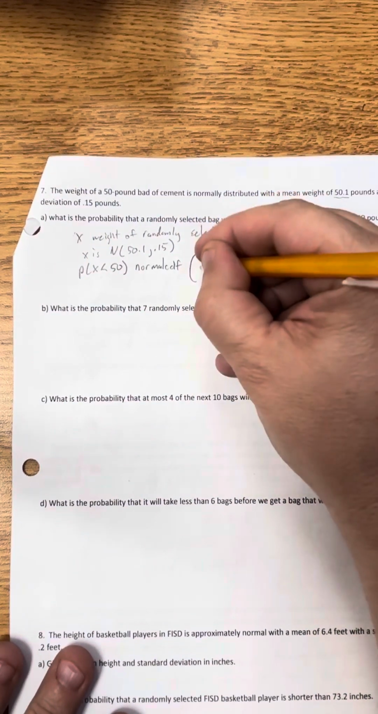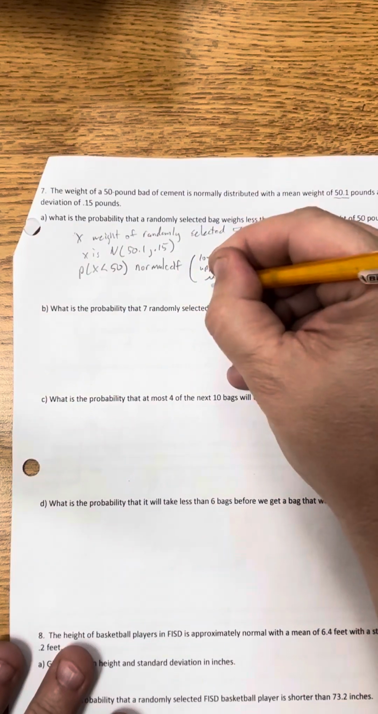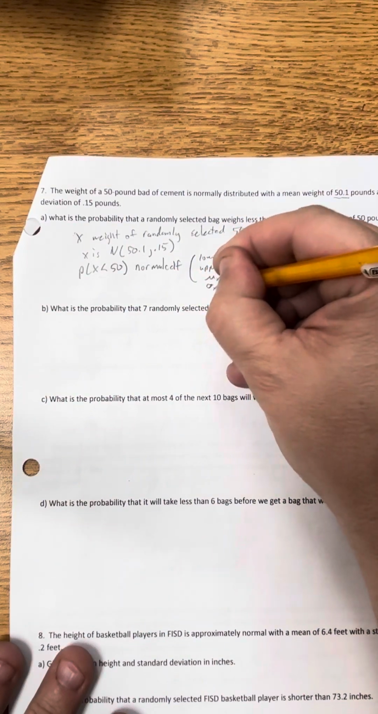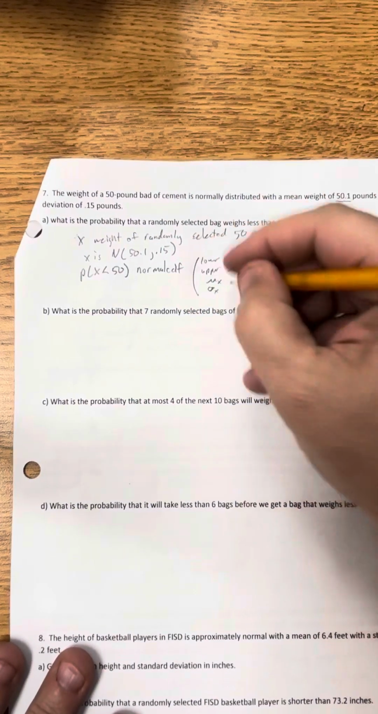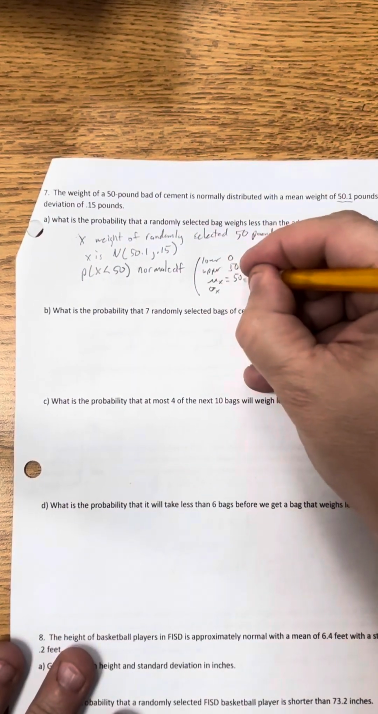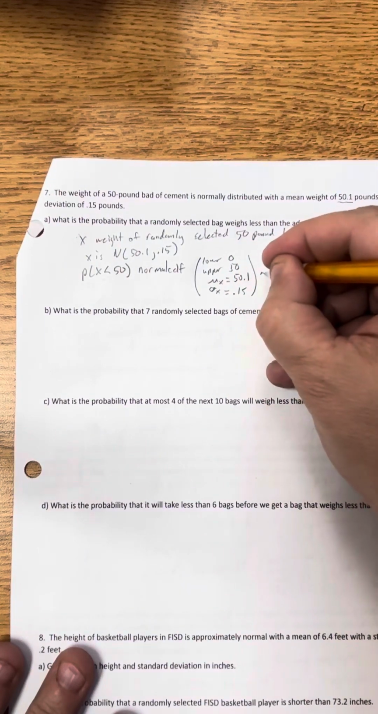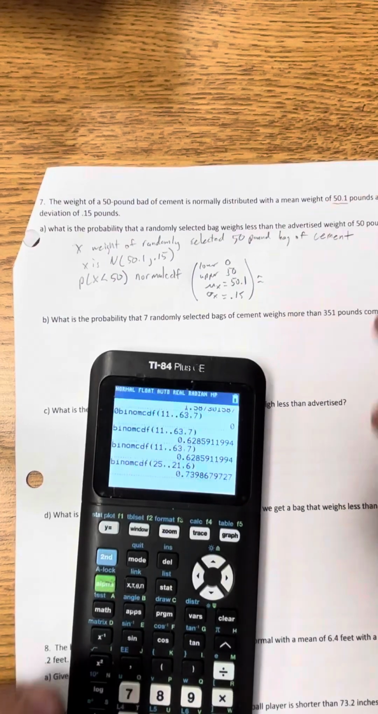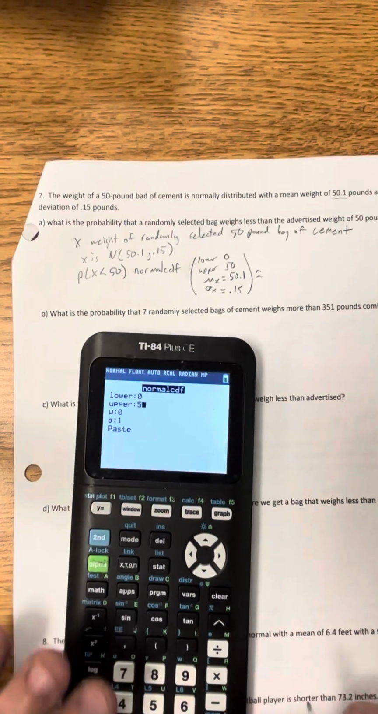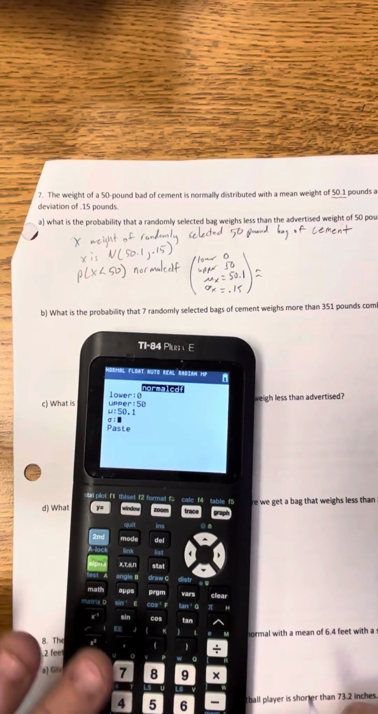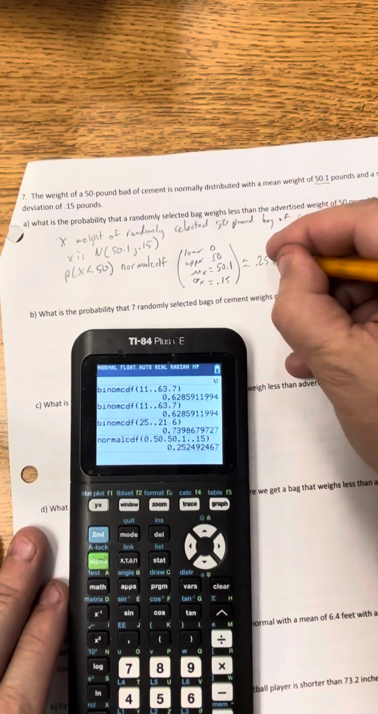lower I'm going to go with 0, upper 50, mu of X and sigma X. But I don't know why I can never make this parentheses big enough. It definitely irritates me. I guess not enough that I think about it. All right, and then we just plug it in, get the answer, write a sentence. 0.2525.